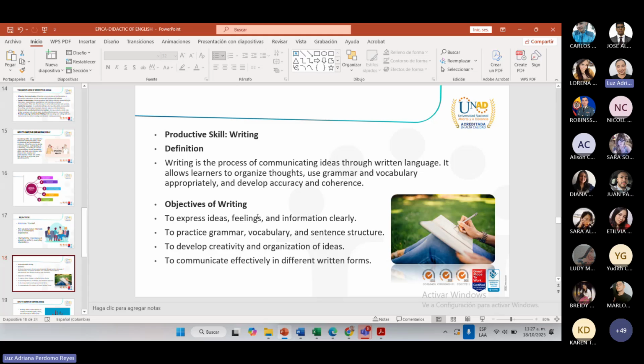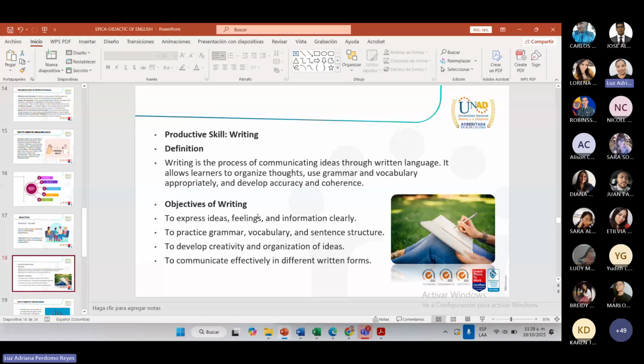Now I'm going to jump to the final skill, which is writing. Writing is the process of communicating ideas through written language. It allows learners to organize thoughts, use grammar and vocabulary appropriately, and develop accuracy and coherence.